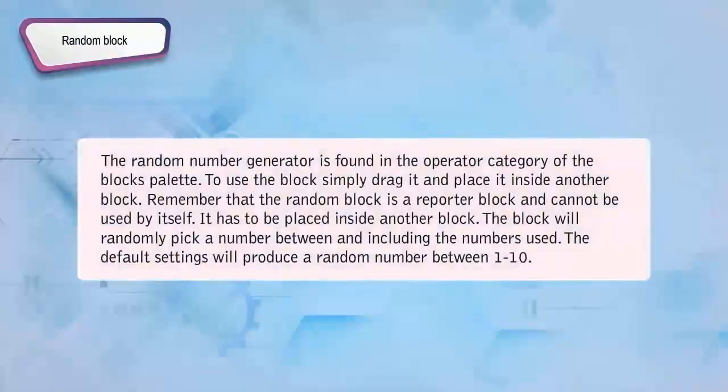Random block. The random number generator is found in the operator category of the blocks palette. To use the block, simply drag it and place it inside another block. Remember that the random block is a reporter block and cannot be used by itself. It has to be placed inside another block. The block will randomly pick a number between and including the numbers used. The default settings will produce a random number between 1 and 10.